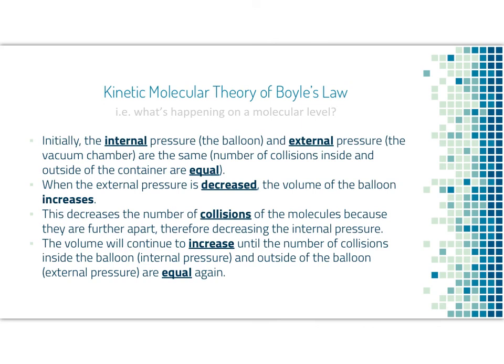Initially, the internal pressure on the balloon and the external pressure, what's in the vacuum chamber, are the same. There's an equal number of collisions inside and outside. So if this was our jar and our balloon, the number of collisions outside, which remember initially was like atmospheric pressure, is equal to the number of collisions inside the balloon. These are molecules bouncing off in each case. They're equal numbers, therefore the balloon doesn't expand or contract.